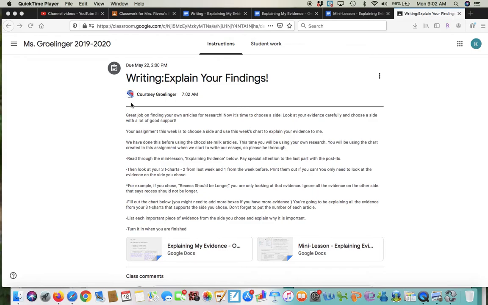So for the past 2 weeks, we've been finding articles about our topic and we've been pulling evidence from the articles to support claims for both sides, like the yes, you should, and no, you shouldn't. And this week, you're going to choose a side. So now you get to pick what side you're on. But we are going to need the information from all three articles.